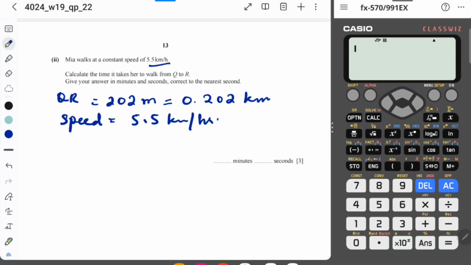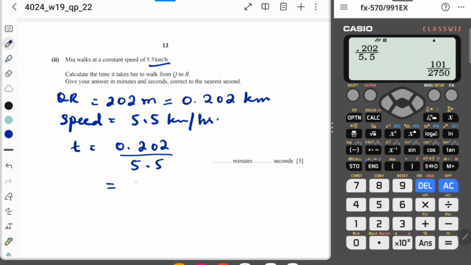What are we going to do? We are finding the time in minutes and seconds, but because the distance is in kilometers and the speed is in kilometers per hour, we'll get the time in hours, so we'll separate it later. Time is distance upon speed, 0.202 divided by 5.5. Let's calculate. That equals 101 divided by 2750 hours.